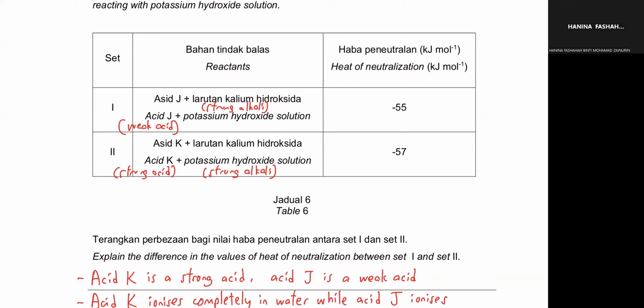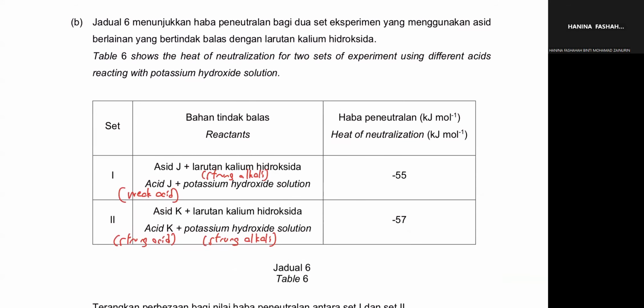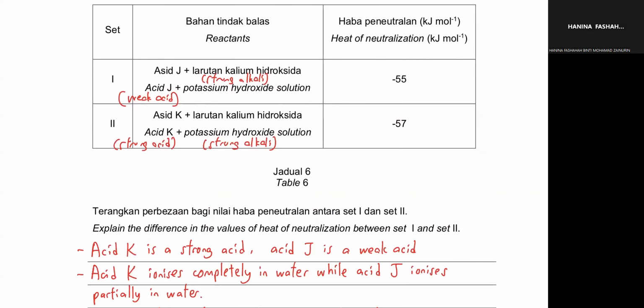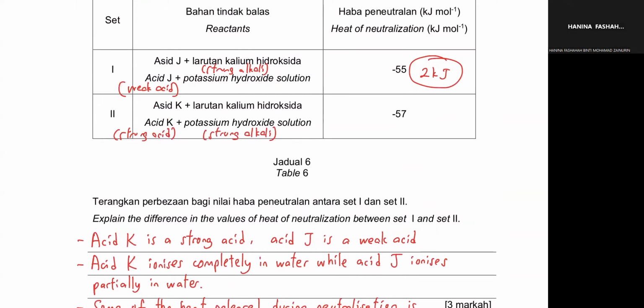If they ask you to suggest one, here they ask to suggest. You can give nitric acid, hydrochloric acid also can. I think only ethanoic acid for the weak one. Because why? Explain in terms of strong acid ionized completely or weak acid ionized partially. Then where does the 2 kilojoule go? You explain: the heat released during neutralization is absorbed by the acid J molecules to ionize acid J completely. That is all.